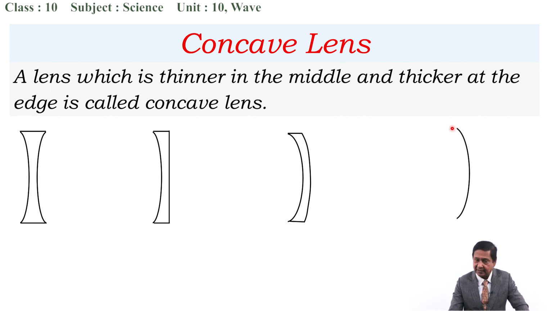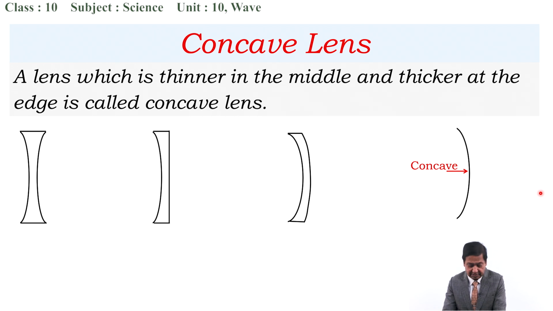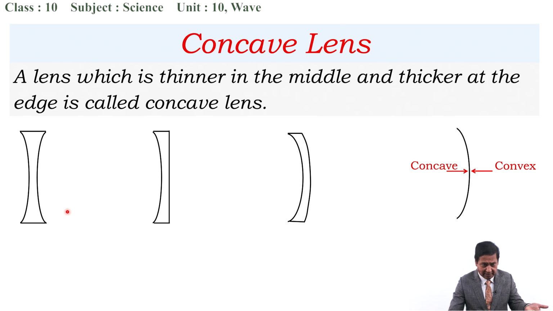Let's say this is a part of the spherical surface, and this side is gone inside. I mean to say this side is somewhat a little inward pushed. This surface is called concave surface, and this surface is bulging out. This is convex surface, as I told you in the convex lens also. This surface is concave, this surface is convex. Now let's have a look at each of the lenses.